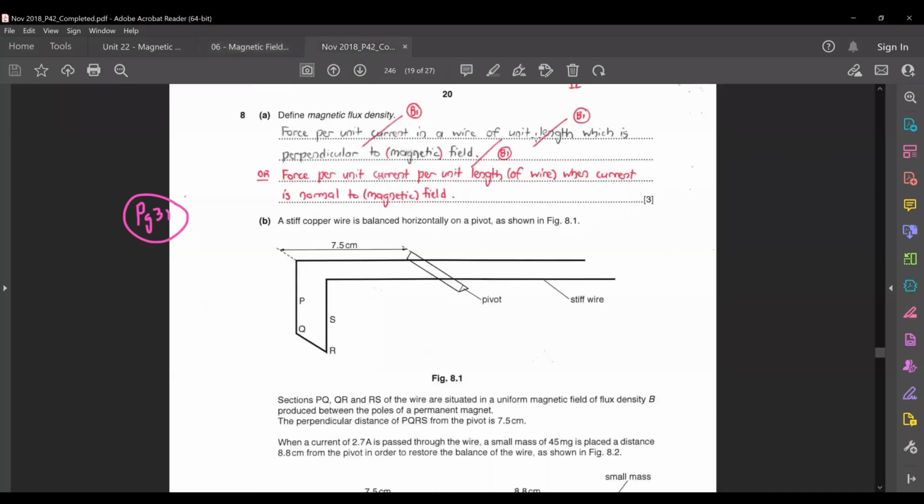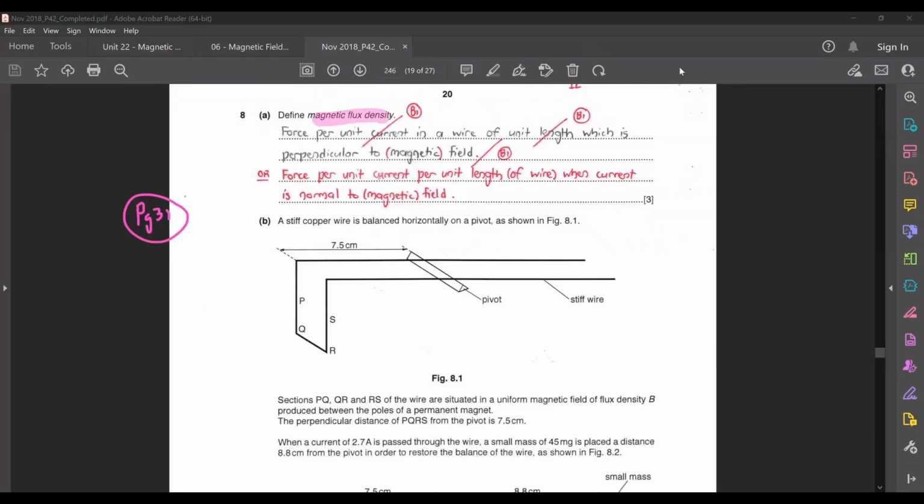So for this question, in the first part, you are supposed to define what is magnetic flux density. So remember that the magnetic flux density was actually defined from this particular equation, where you say that the force acting on a wire placed perpendicular to the field is actually BIL, and then the flux density is actually going to be FB over IL. Your flux density is actually defined from this equation. So when you define it out, you will call it force per unit current in a wire of unit length which is perpendicular to the magnetic field.